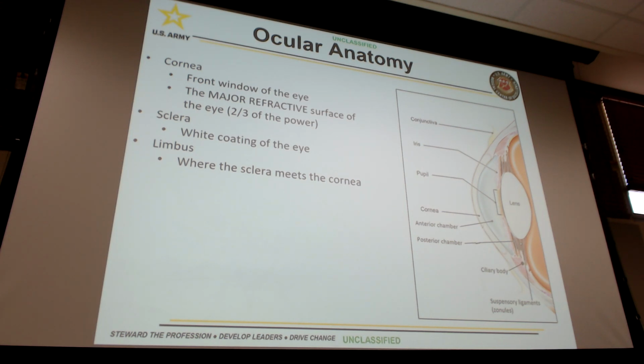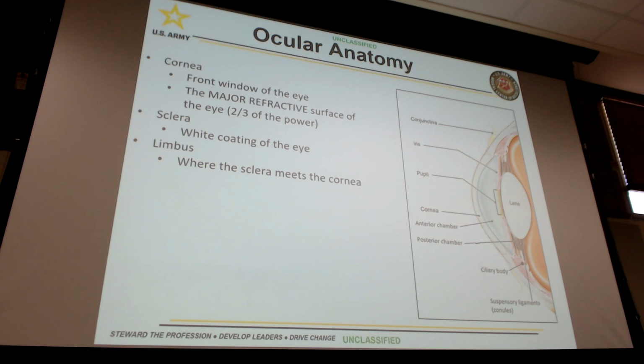LASIK, as you said, cuts a flap into your cornea, kind of a lateral flap, and they'll flip that flap over and zap, zap, zap on the cornea, reshape it, and then they'll put the flap back in place. Then you can see pretty well, and you have a much more comfortable time in your healing process, because they haven't created too much damage to the parts of your eye that become painful.